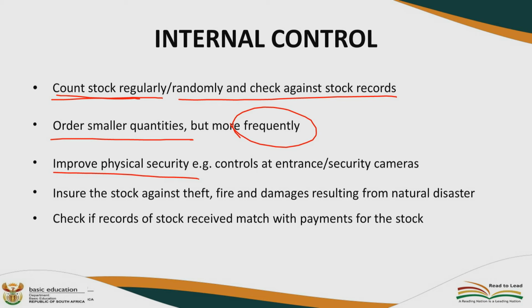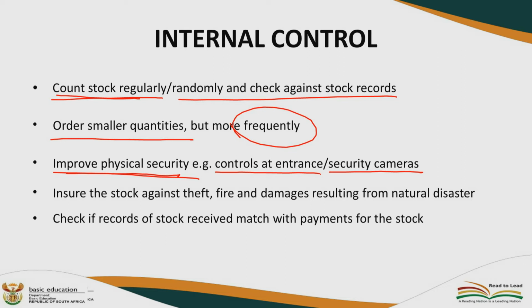Now, I've realized that in most exam questions, boys and girls just say, put CCTV. No, don't say that. You need to state it correctly and say, improve physical security. For example, you install your CCTV, that is your security cameras, and also you need to have some control at the entrance. I think you've seen it when you go to major retail outlets, when you're at the door, when you want to pass and you have not paid for something, the system quickly picks it up. So you need to have that as your internal control measures.